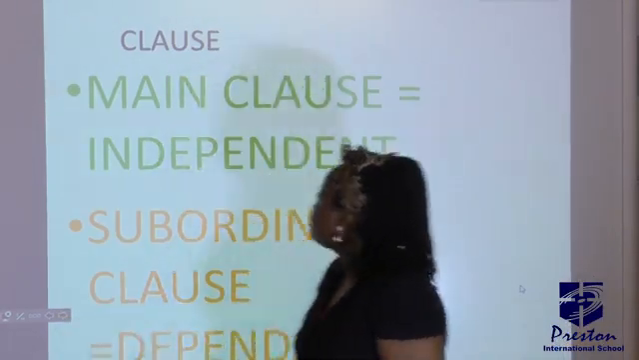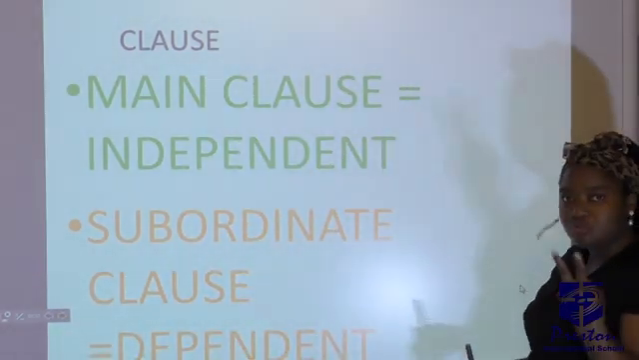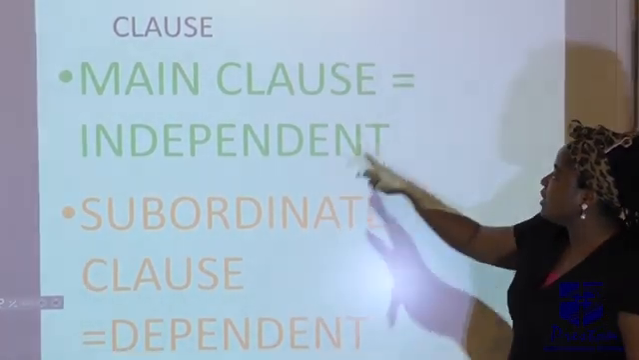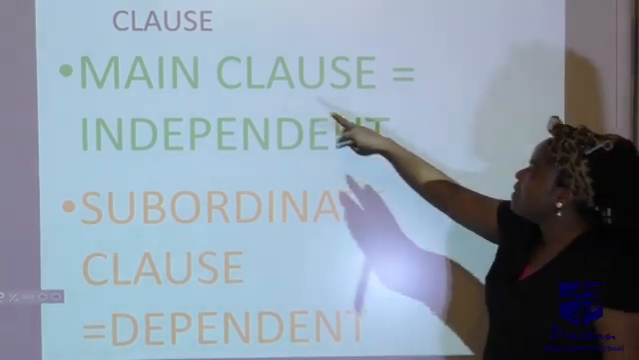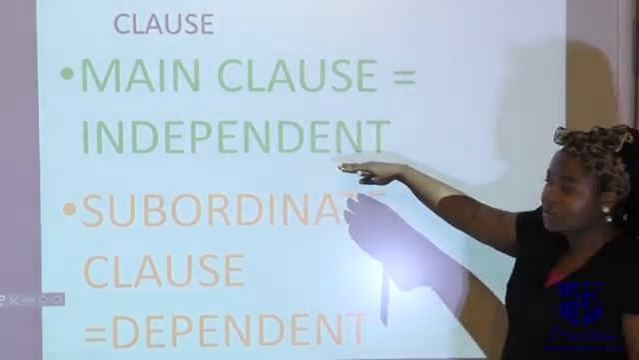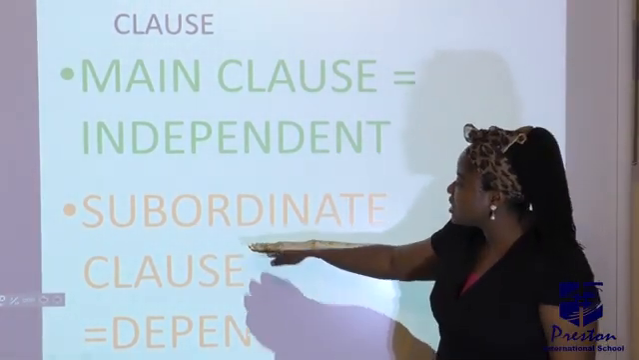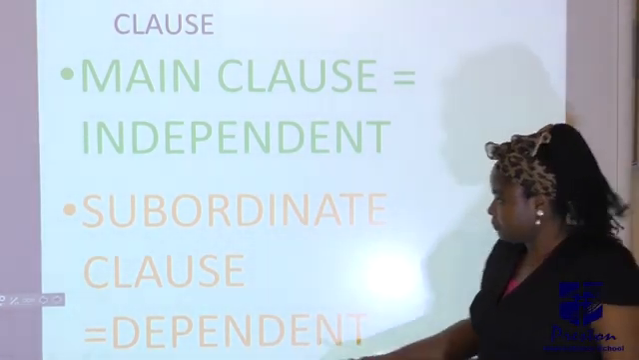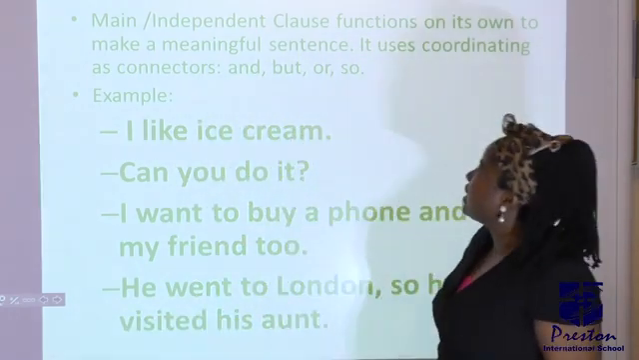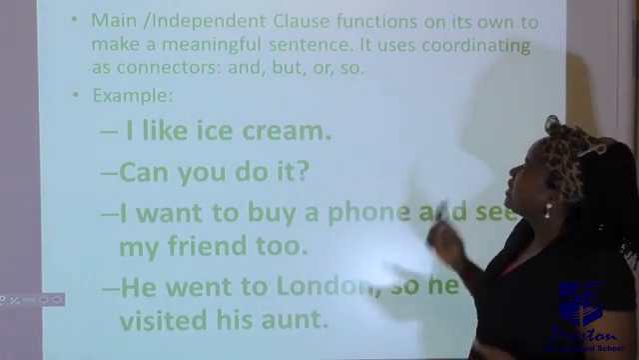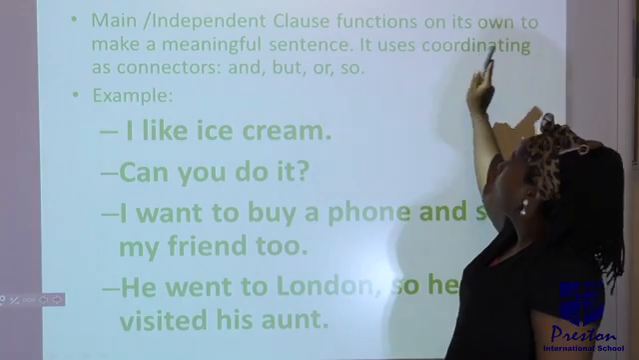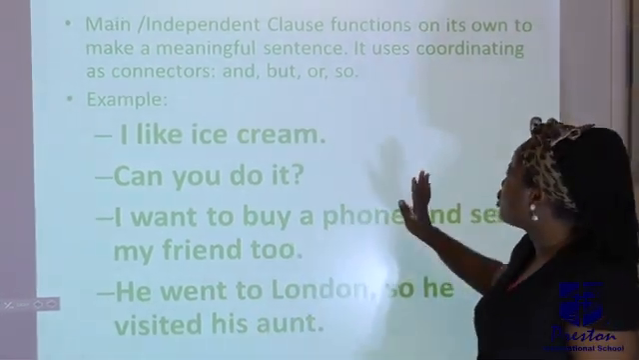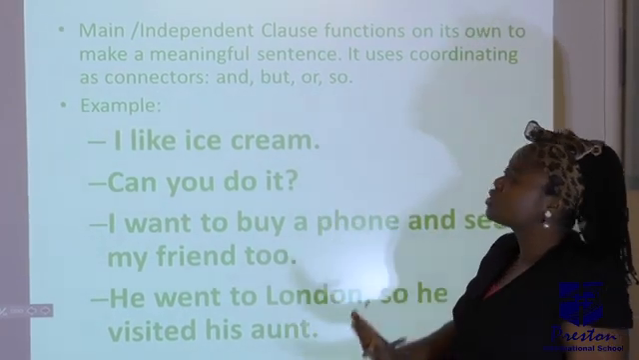Let's quickly move on. We have two types of clauses. We have main, which could also be called independent. Here I use the equal to sign because a main clause is the same thing as an independent clause. Then the subordinate clause is the same thing as a dependent clause. A main clause, or independent clause, functions on its own and makes complete sense.